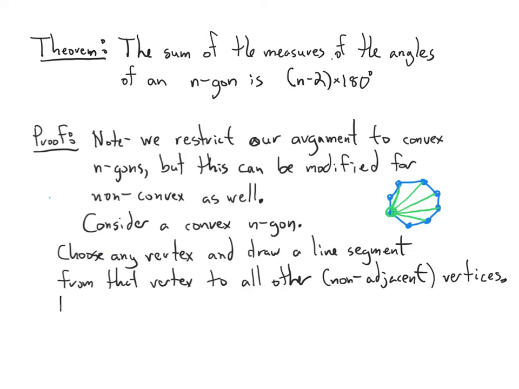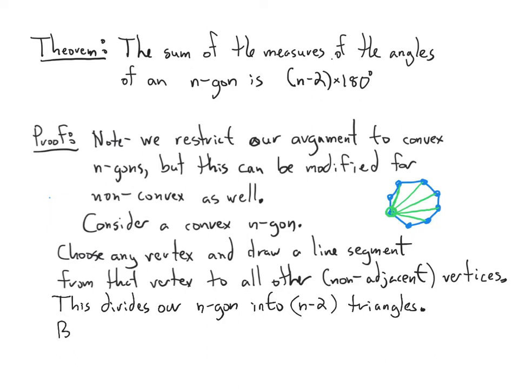So this divides our n-gon into n minus 2 triangles. By the previous theorem, remember the previous theorem said that a triangle has an angle sum of 180 degrees.